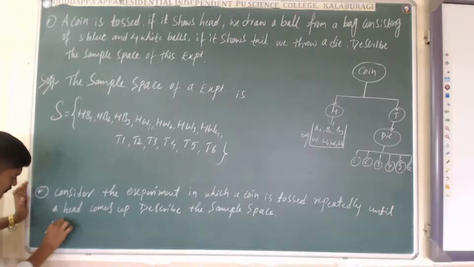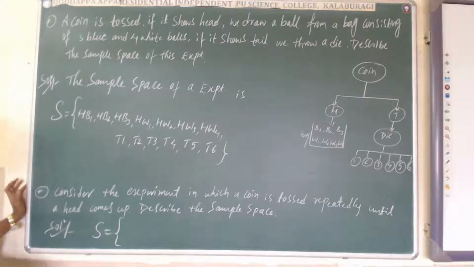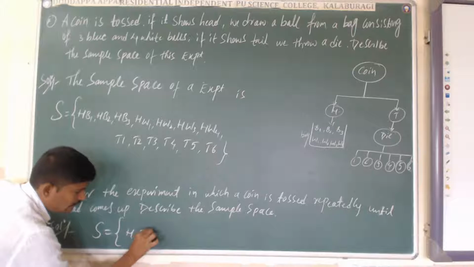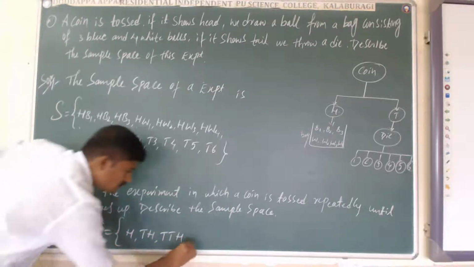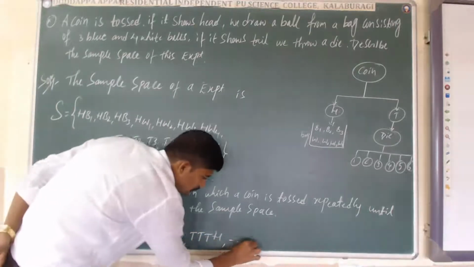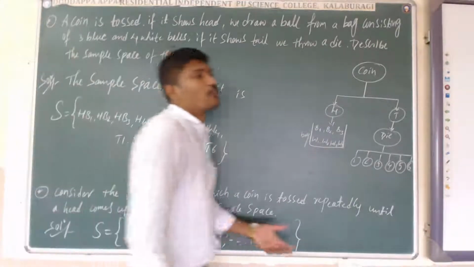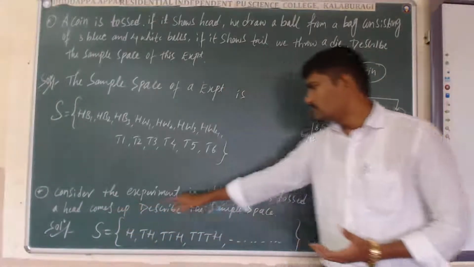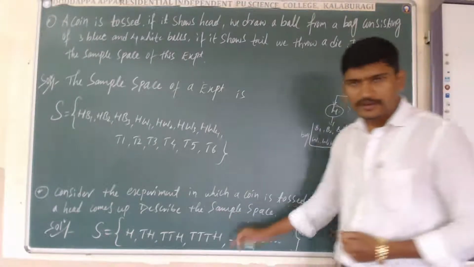Now solution, I will write here S equal to, the sample space of the given experiment is S equal to. First one you will get head, next tail head, next tail tail head, and so on. That means infinity number of possibilities will come here. So this is your sample space of the given experiment. Okay, right.